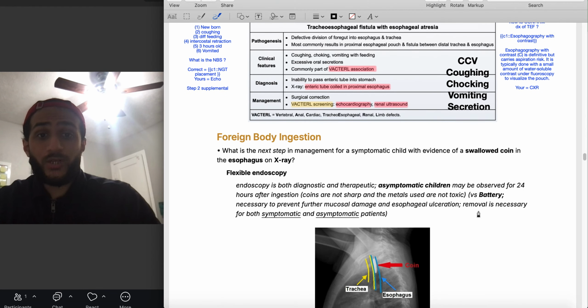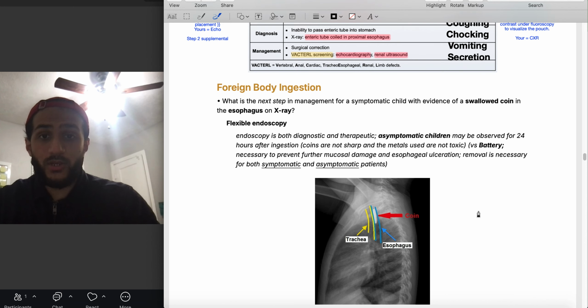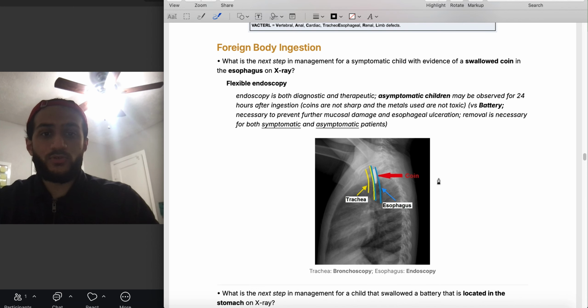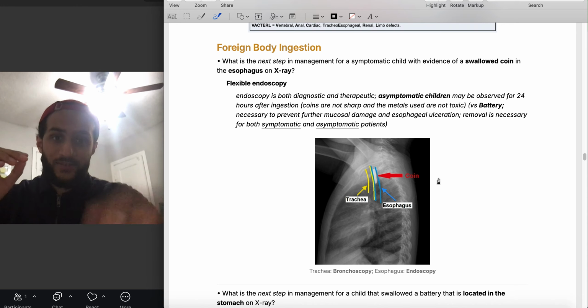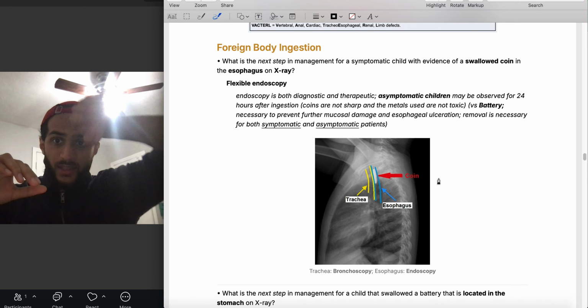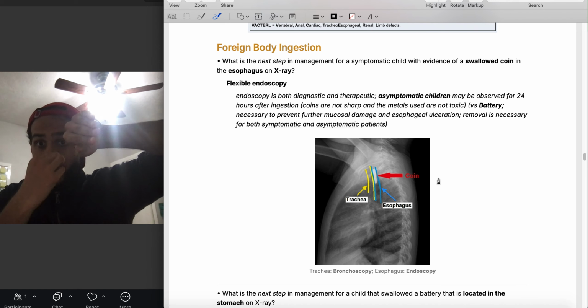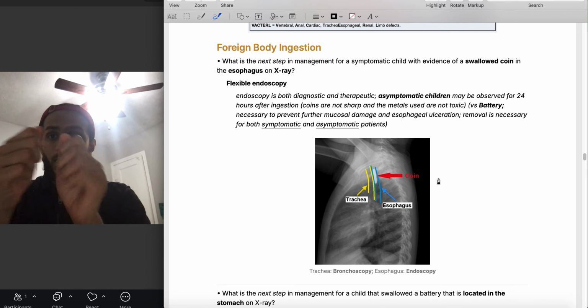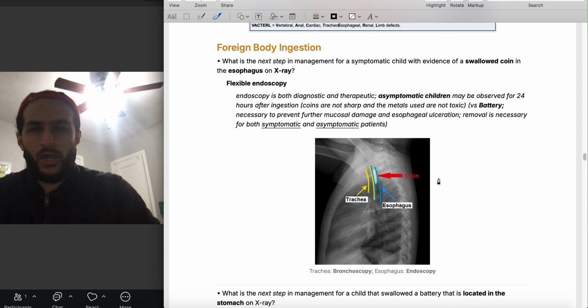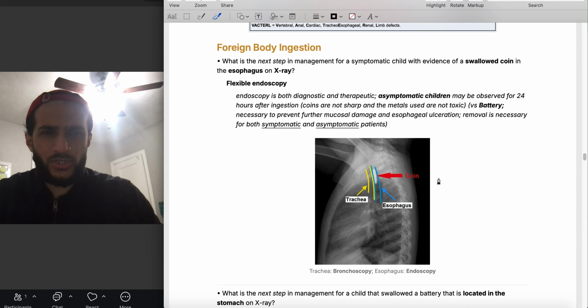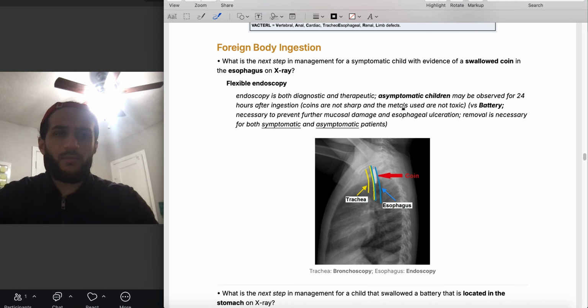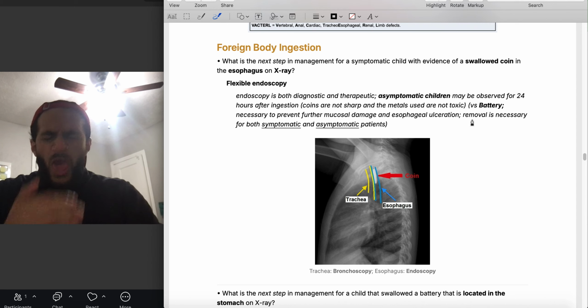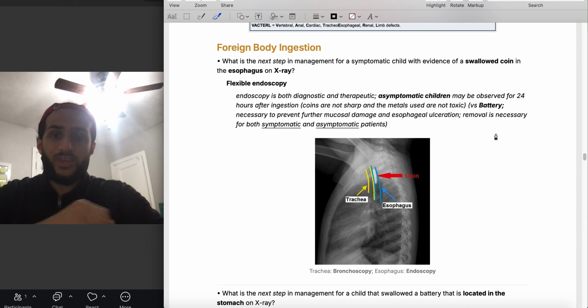All right, so what's the best next step in a symptomatic child with a swallowed coin in the esophagus on X-ray? If the coin is vertical, that's going to be referring to the esophagus. A trachea is going to be a little bit more like this way. So endoscopy is going to be both diagnostic and therapeutic. In asymptomatic children, they may observe for 24 hours after ingestion. Coins can be sharp. Metal objects are not toxic versus batteries, where removal is necessary to prevent further mucosal damage and esophageal ulceration. Removal is necessary for both symptomatic and asymptomatic patients.